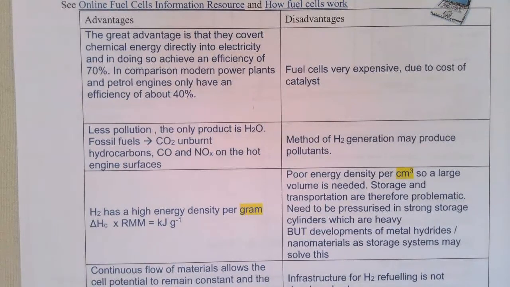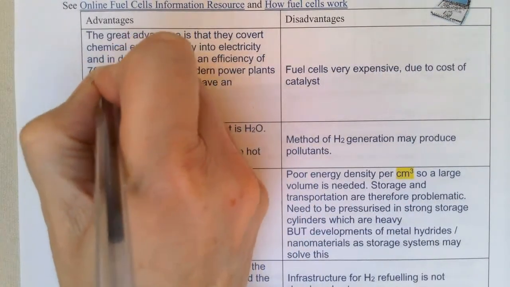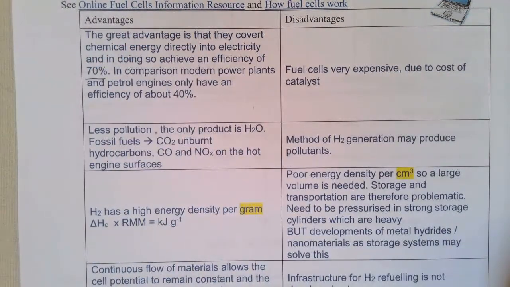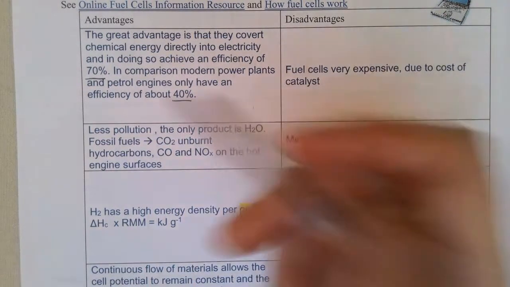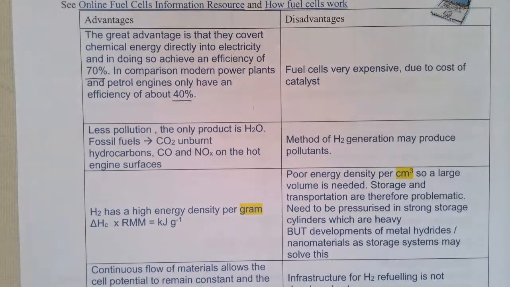So there are advantages and disadvantages to using these fuel cells. One of the biggest advantages is their efficiency. They are much more efficient than petrol engines. So they can convert chemical energy into electrical energy in about a 70% efficiency, whereas petrol engines only have about a 40% efficiency. So a lot of the energy from the petrol engines is wasted as heat. We don't waste as much energy in our electrical fuel cells.